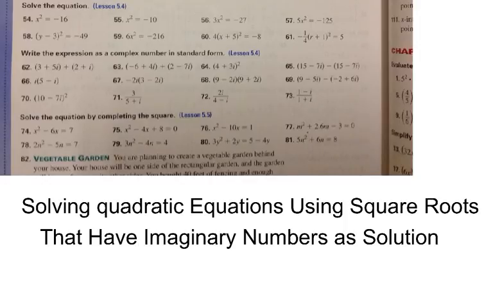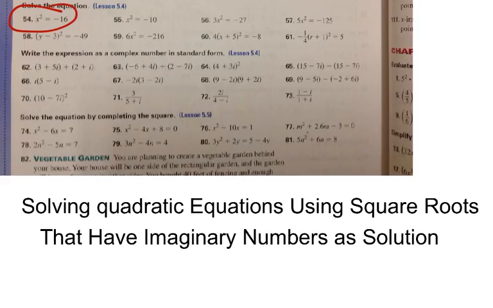Now we're solving quadratic equations using square roots, but now we have imaginary numbers as part of the solution. So now we're going into the complex numbers. For that, I'm going to use 54, and we're going to start with 54. Okay? So 54 is x squared equals negative 16.